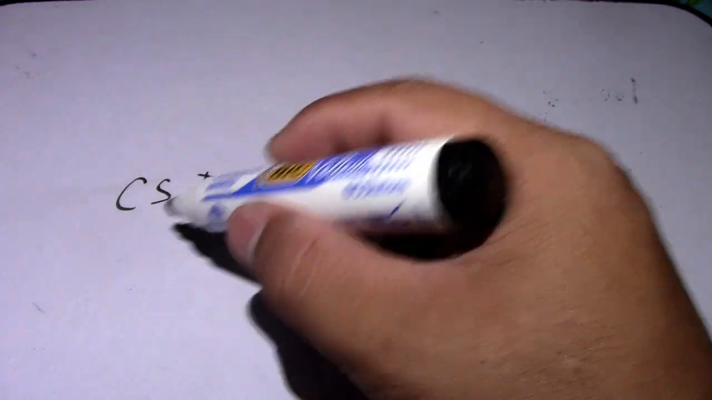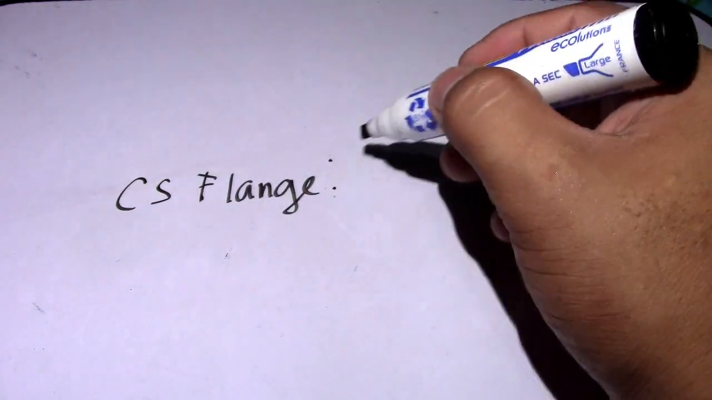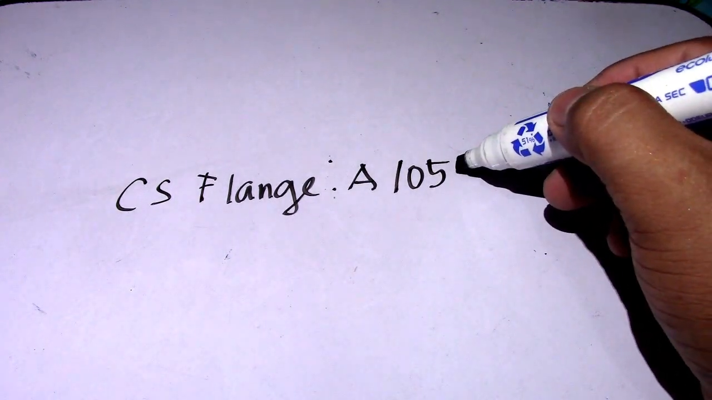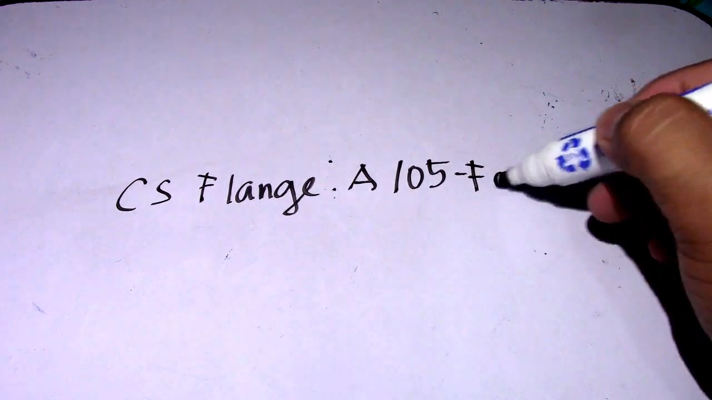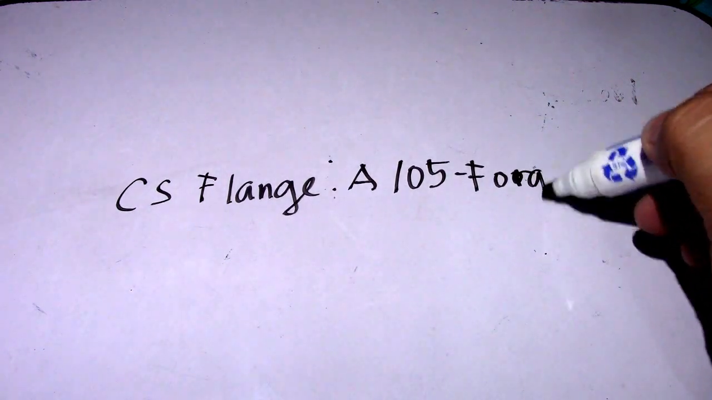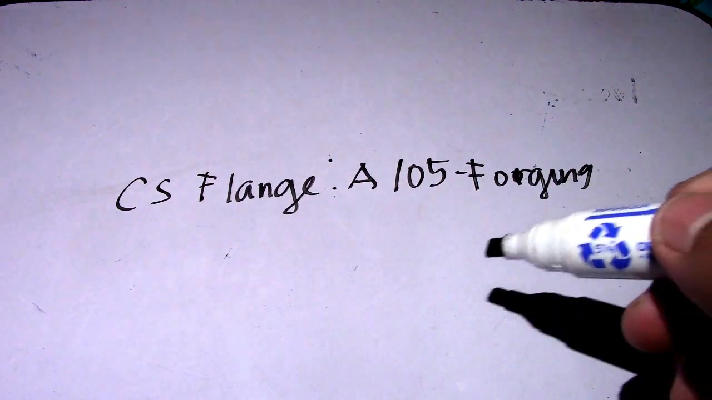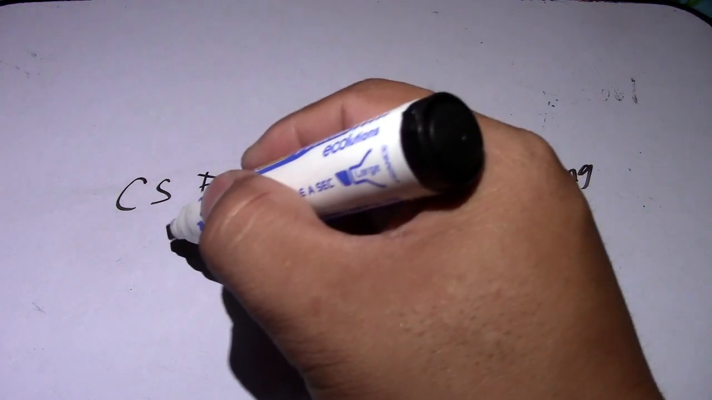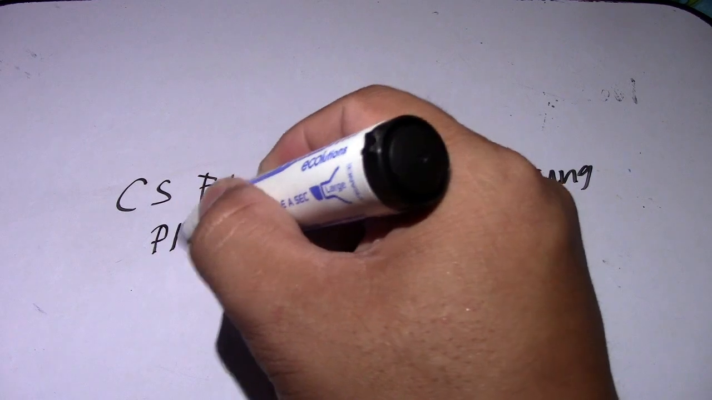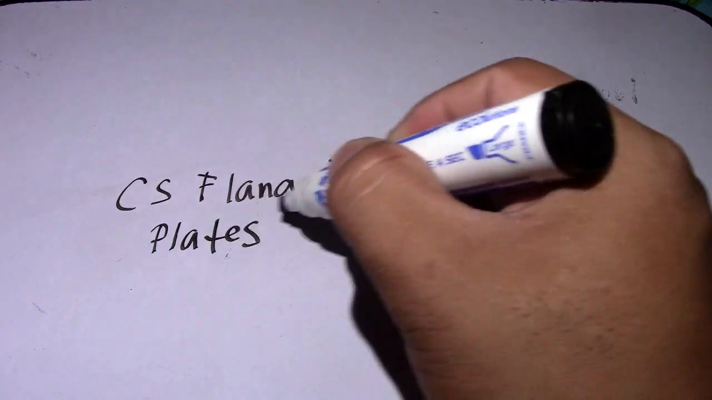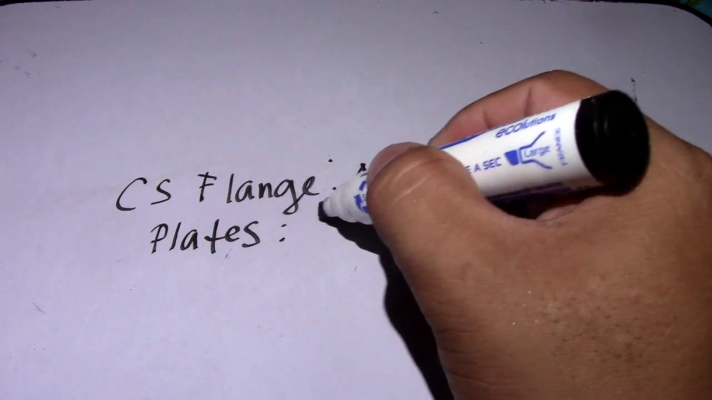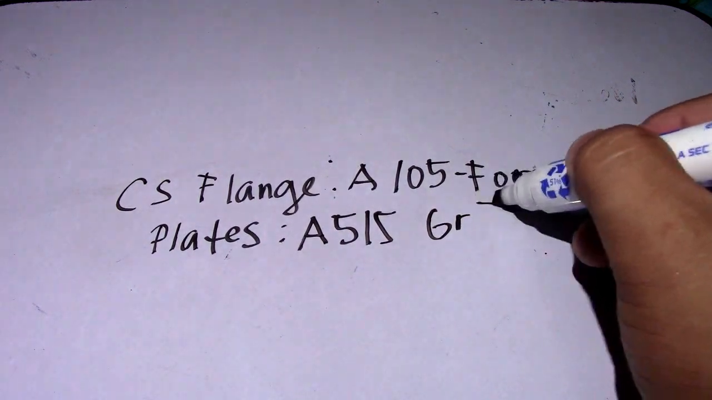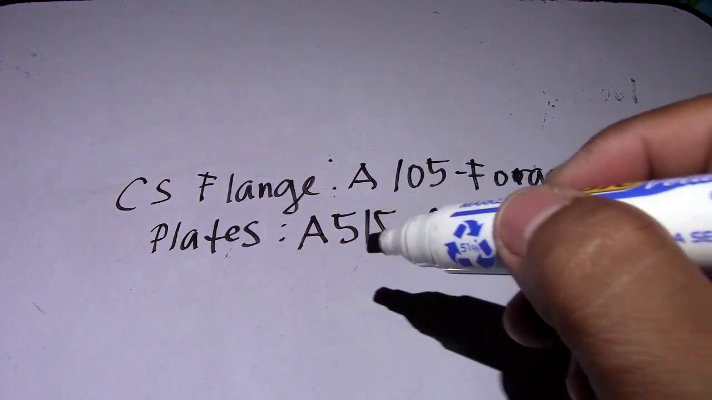Carbon steel flange is A105, and this is a forging. And we also have plate. For the plate, we have a specification of A515 GR70. So this is for the plates.